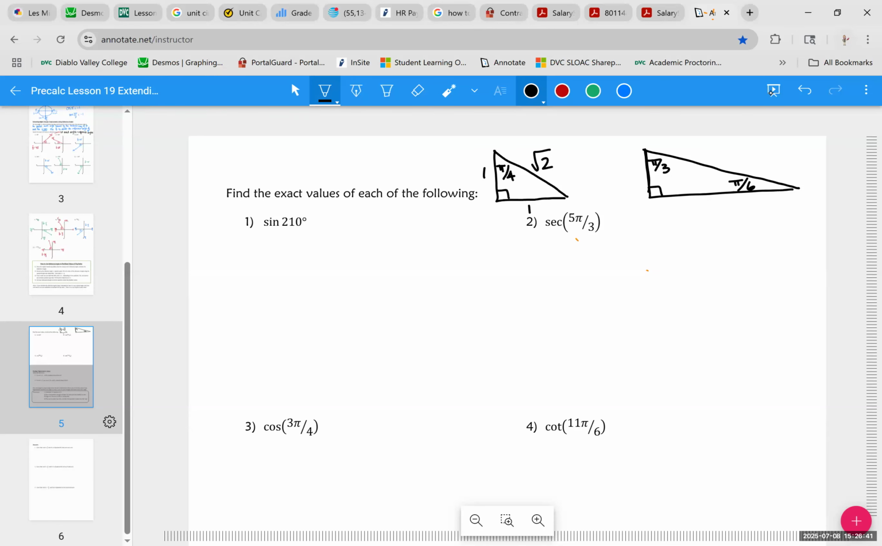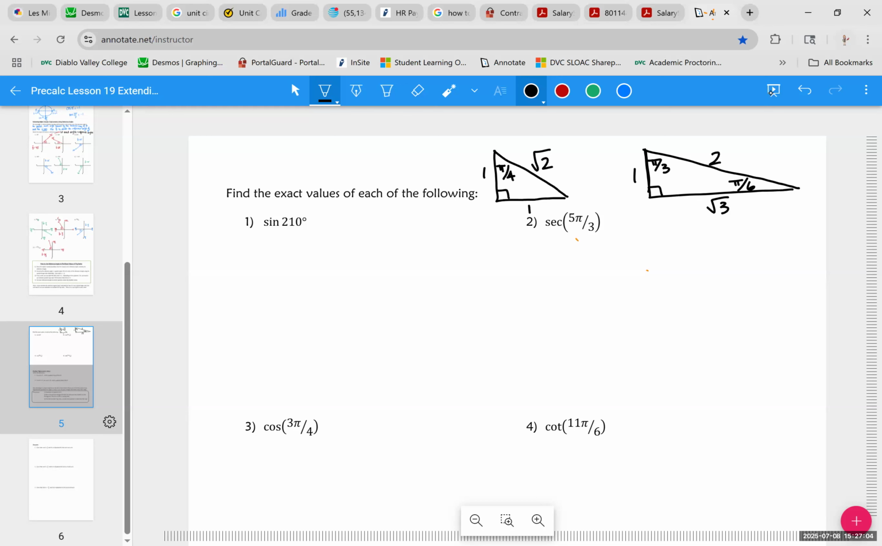And then the side between the 60 and the 90 was A, so that'll be 1. The hypotenuse was 2A, so that'll be 2. And the side between the 30 and the 90 was A root 3, so it'll just be root 3. These two triangles will get you through all of the unit circle memorization that you needed.